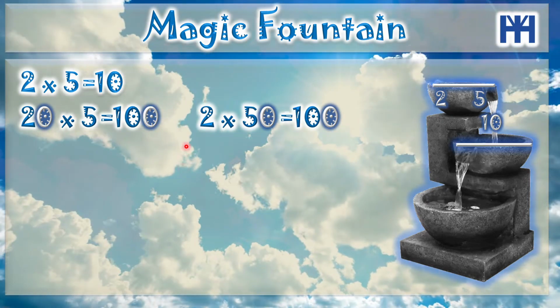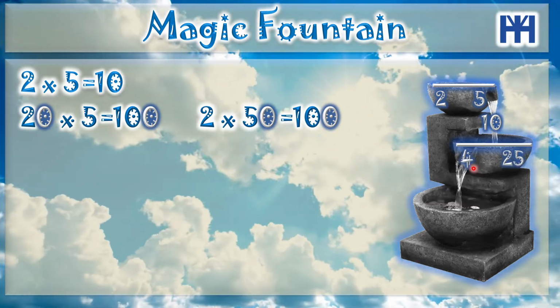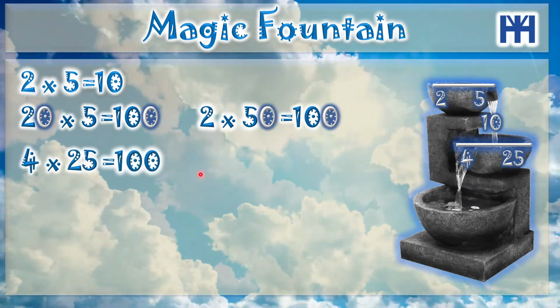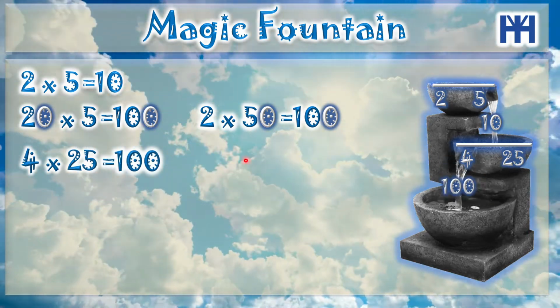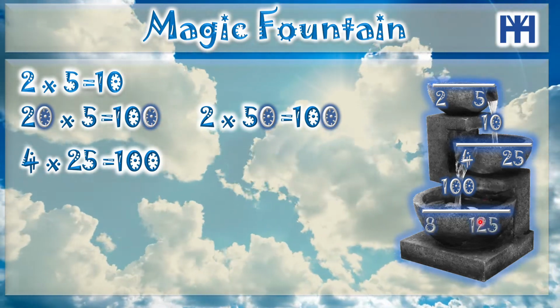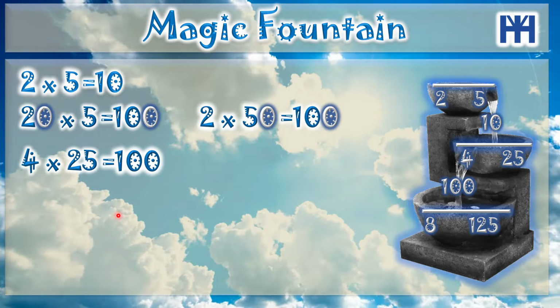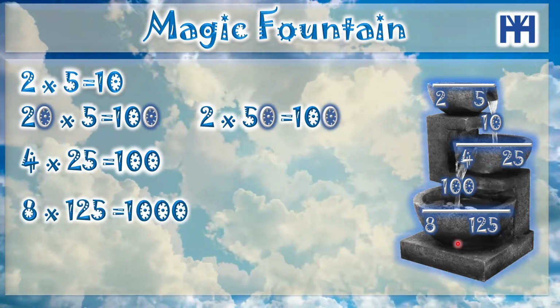Okay, so we have 4 and 25. 4 multiplied by 25 will always give us 100. And the last combination is 8 and 125. 8 times 125 is 1000.